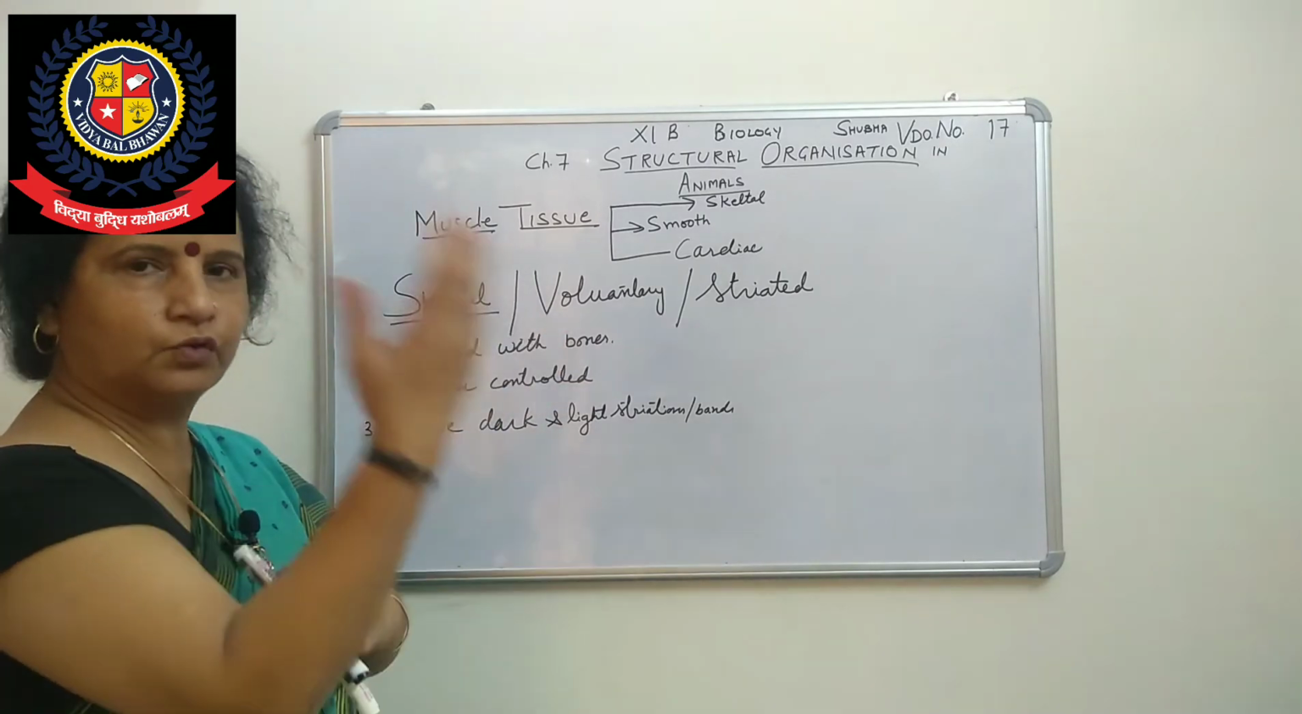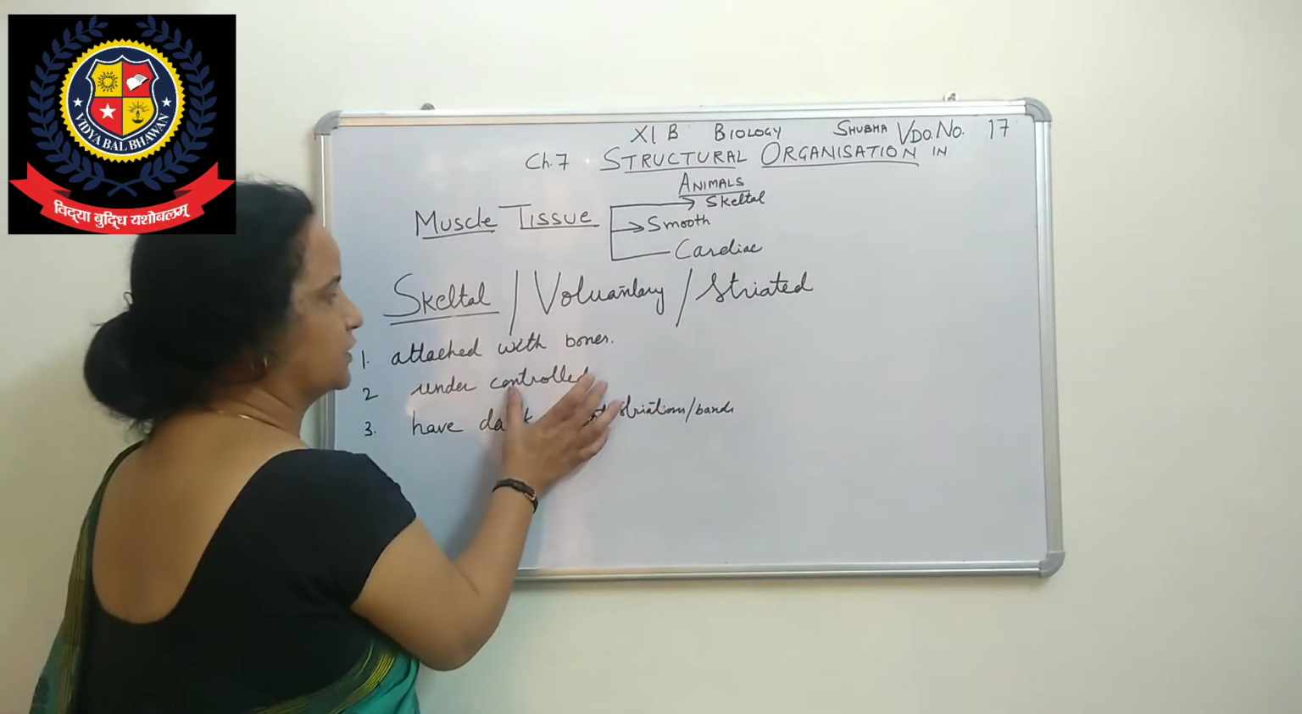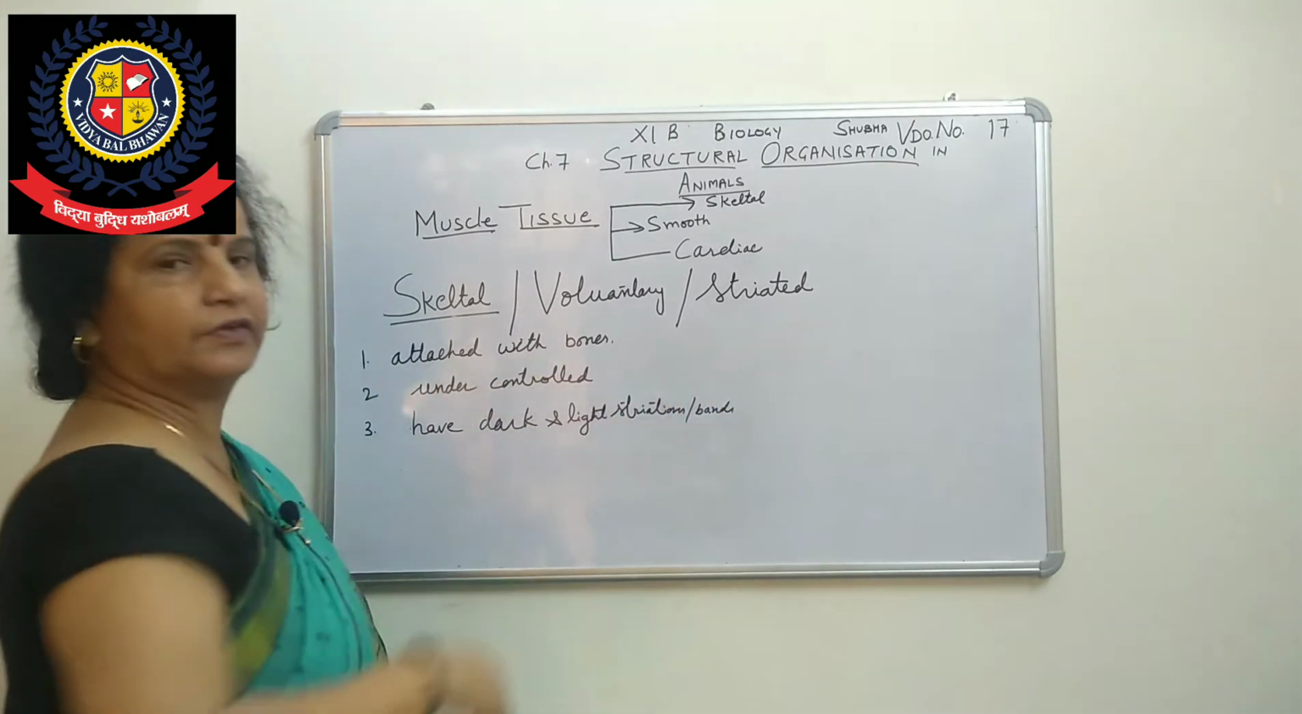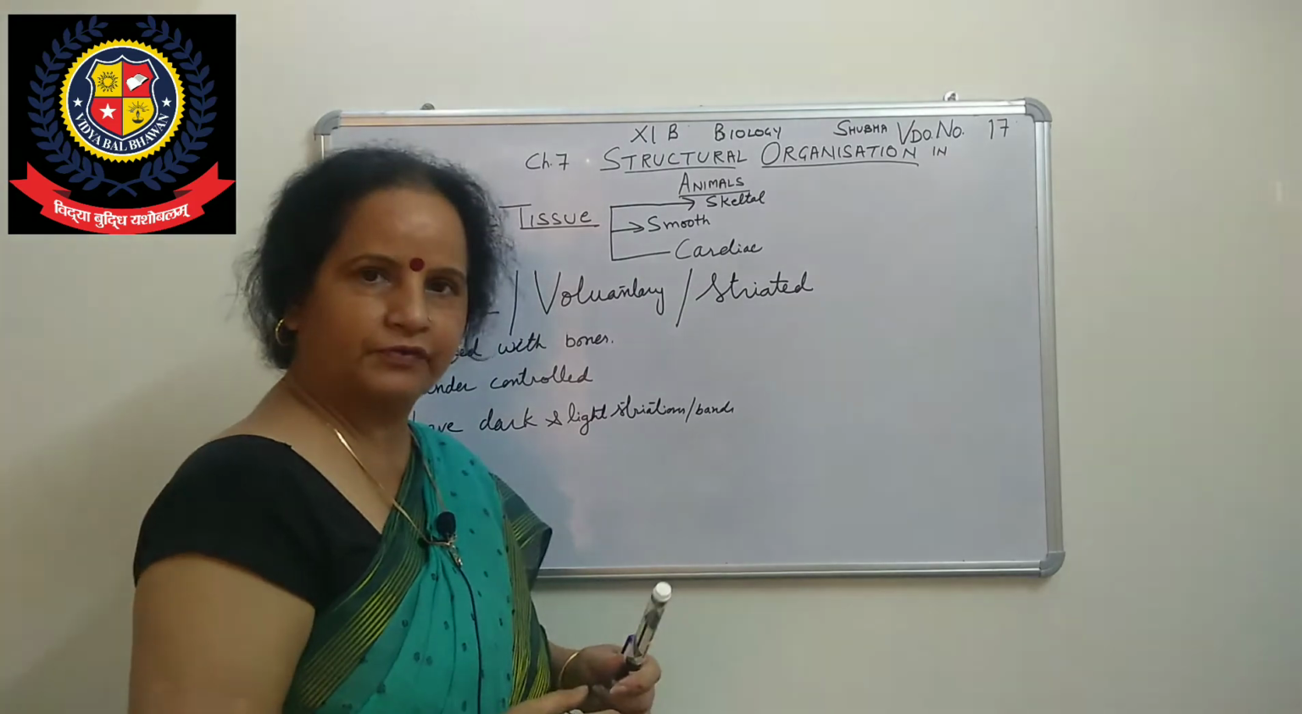Voluntary: when I say I want to do something, then I will do it. That is under control. Then the third one is striated. Now let us first see the structure.